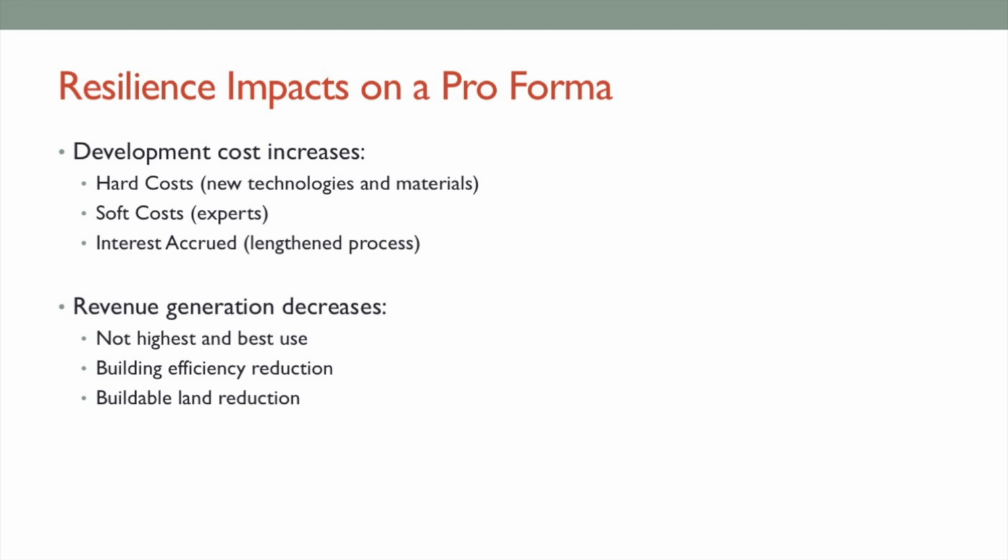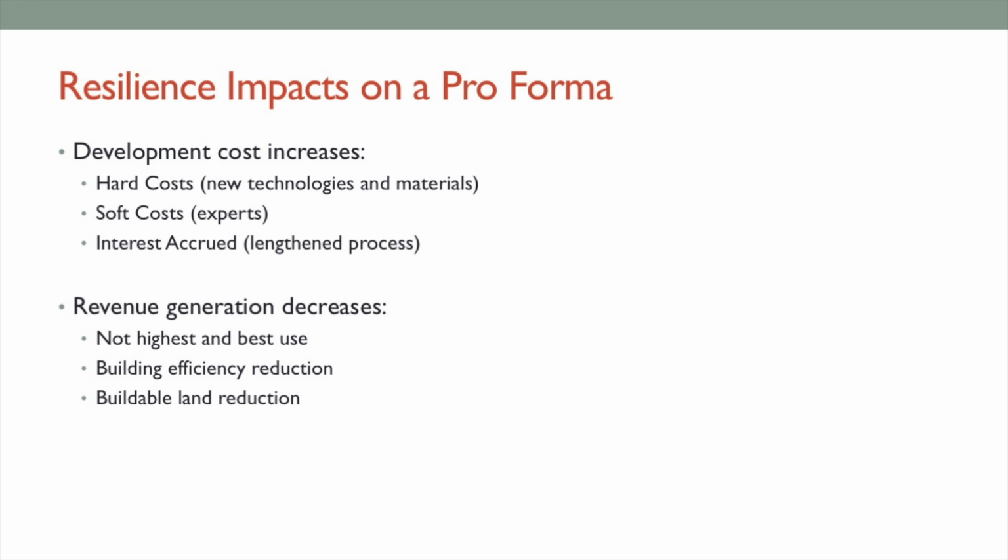If we have a pro forma, well, hard costs may go up because new technologies come into play that may be a little more expensive. So that might be one factor to take into consideration, new materials. Soft costs may go up because of dealing with new experts who haven't been incorporated into the process before, so maybe there is a need for a sustainability person now, and that might increase the cost. Interest accrued, the project may take longer to complete because of some resilience measures now. And that's one concern developers do raise, is that the length of time it takes to get a project approved has an impact on their returns.